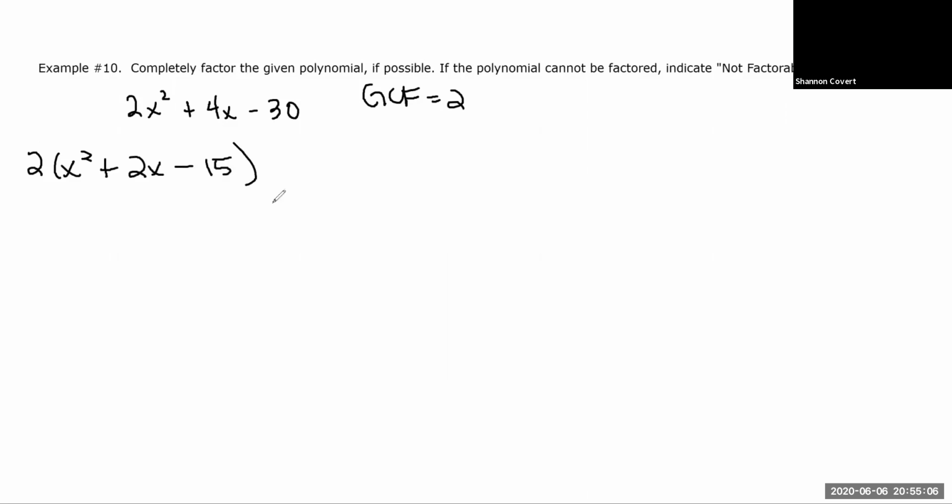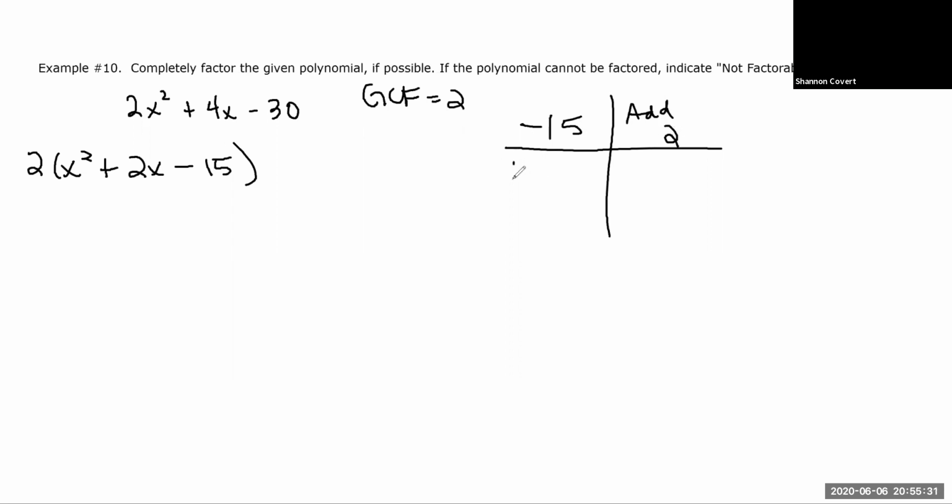Okay, so next we're going to do that AC method. So we've got 1 times negative 15, so 2 factors of negative 15 that when I add them together give me 2. So here again, negative means opposite signs. The sign of the larger factor needs to be positive because my middle term is positive.